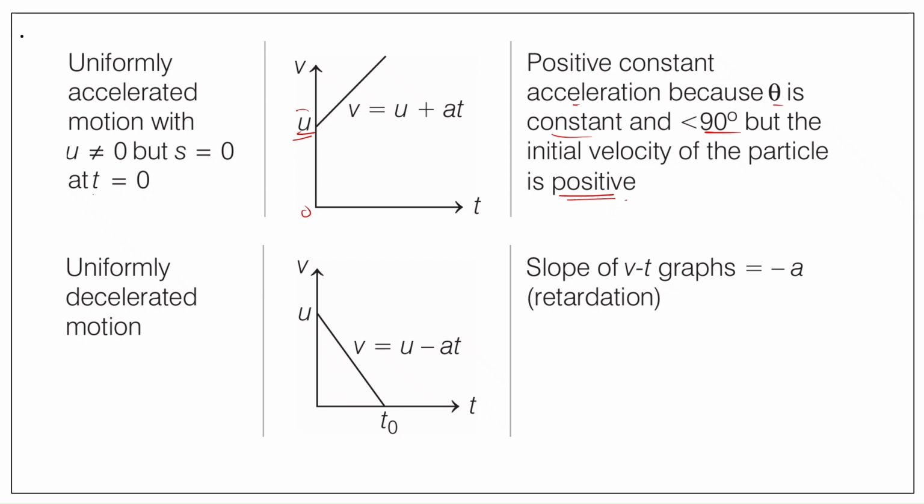Next, uniformly decelerated motion. Here, the velocity of the object decreases linearly with time. If the object is moving with negative acceleration, having some positive velocity, then the vt graph is a straight line having negative slope.